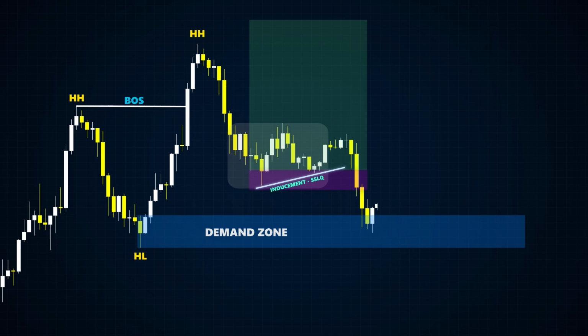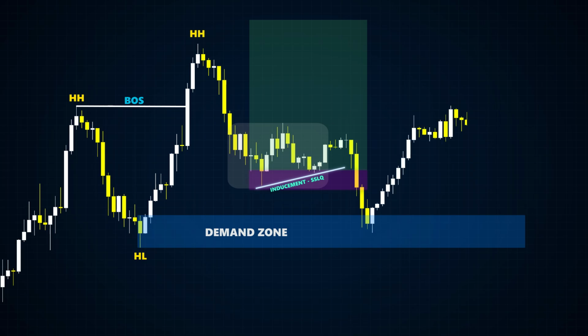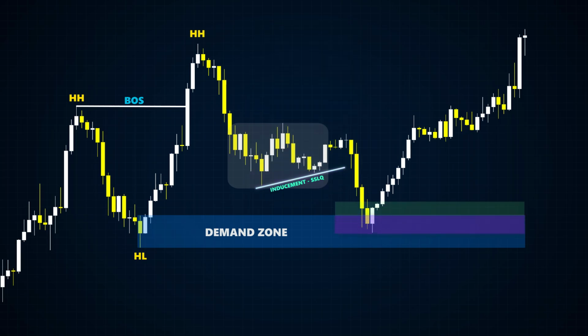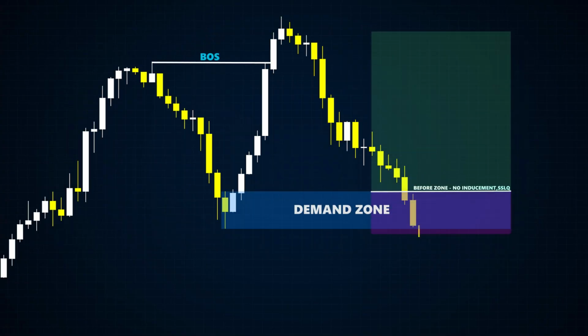That's the inducement move. So, why did price react so strongly from that level? The reason is simple. Institutions needed that liquidity to fill their buy orders. They used those sell stops to enter without slippage, and once those orders were filled, price shot up. This is why we don't just blindly enter zones. We wait to see if inducement has been created. If it has, the zone is more likely to hold. If not, there's a higher chance it'll fail or get swept.